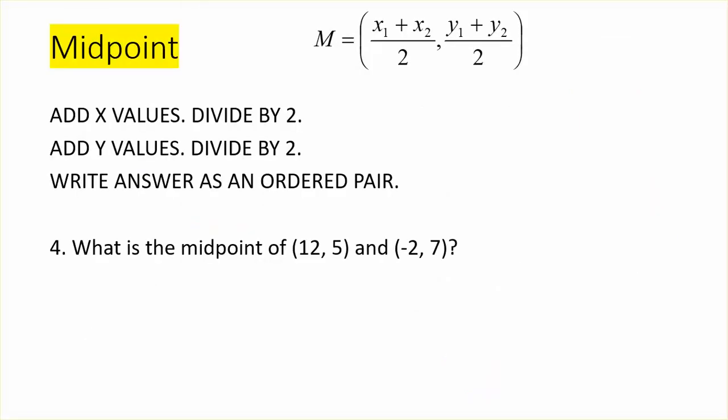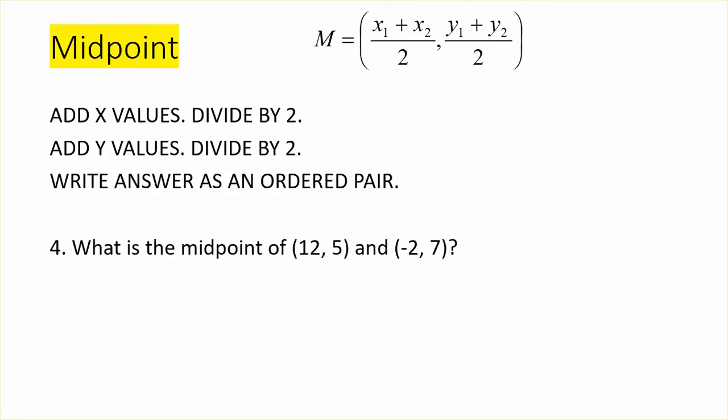We are at our last skill. This is also the last problem you'll write down. So the last thing we learned was midpoint. Midpoint is in the middle. In order to find the midpoint, we have a formula that we can use. What this formula means is that we'll add the x values and divide by 2. Then we'll add the y values and divide by 2. Our answer is a point, so it's written as an ordered pair. So our question says, what is the midpoint of (12, 5) and (-2, 7)?